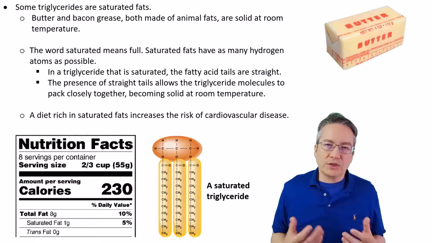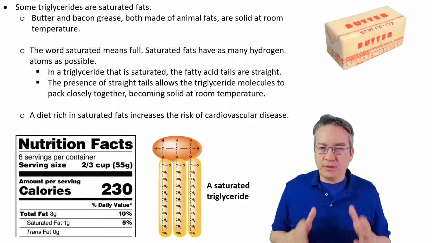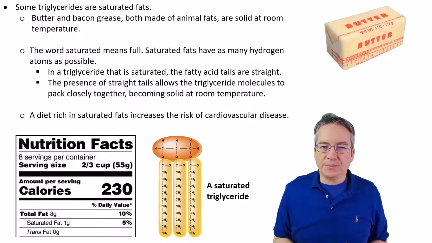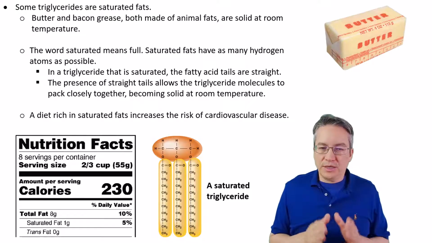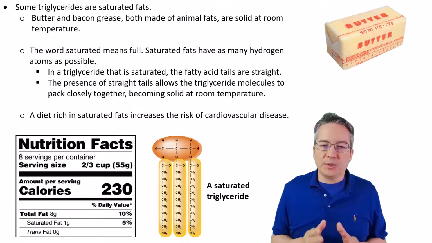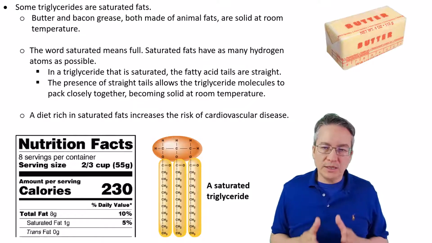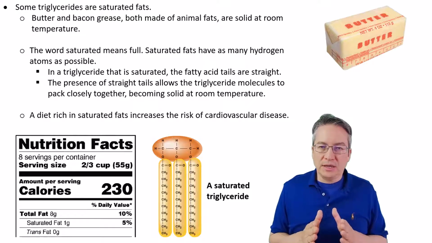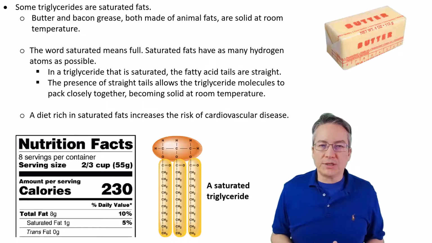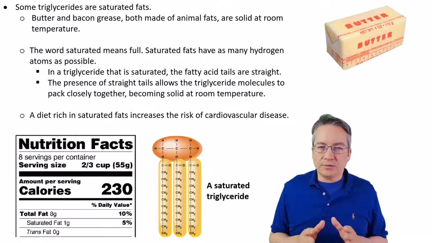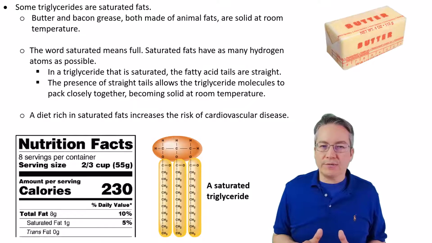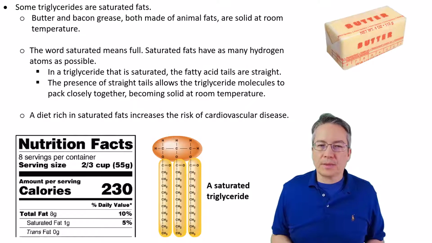So if we look at a triglyceride that's saturated, if we look at the fatty acid chains, you'll see that each carbon has as many hydrogens as possible. Essentially, there's about 2 hydrogen atoms per carbon atom. And because of this, the fatty acid tails are perfectly straight. And so the presence of these straight tails allows the triglyceride molecules to pack very closely together, and they become solid at room temperature.